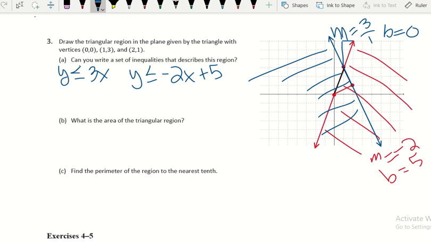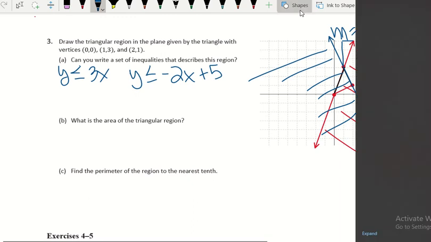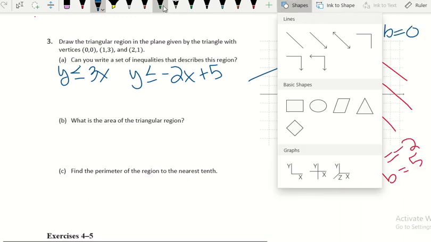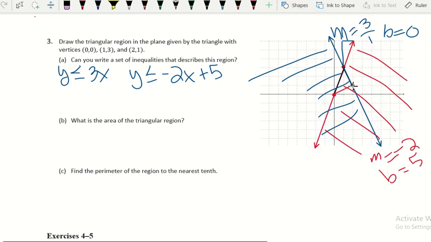And our last inequality, we can do green here, okay, is going up 1 and over 2. So we can follow that pattern and extend our line out. So it's going to have a slope of 1/2 because it's up 1 and over 2. Okay. That's supposed to be an m.